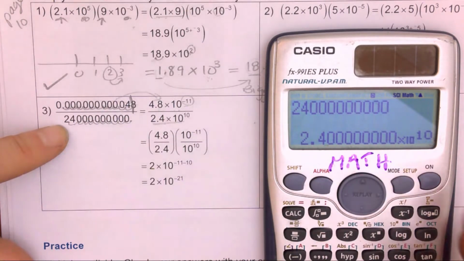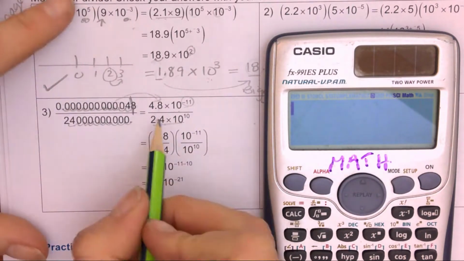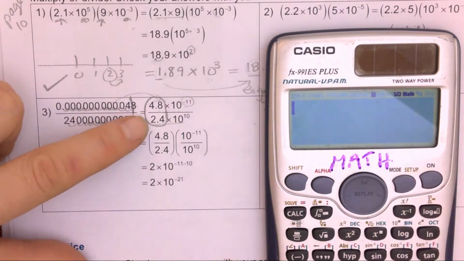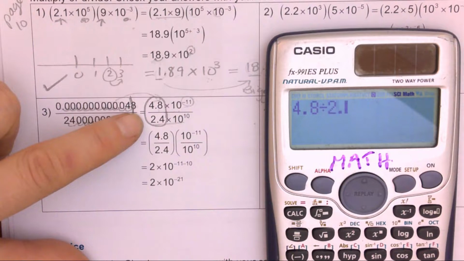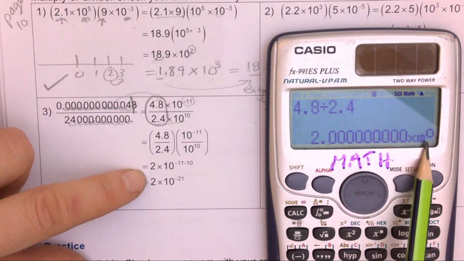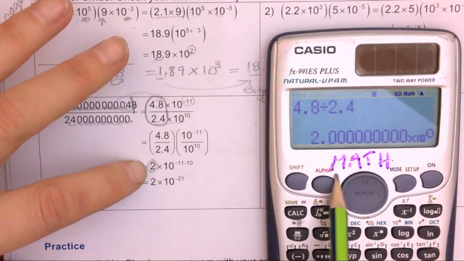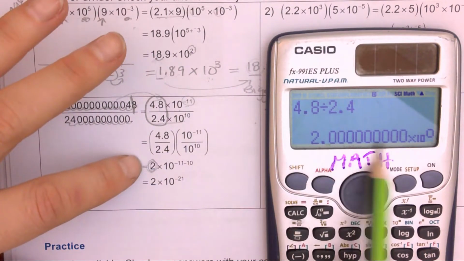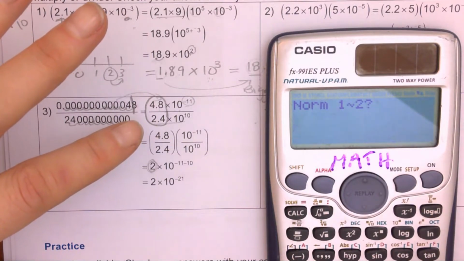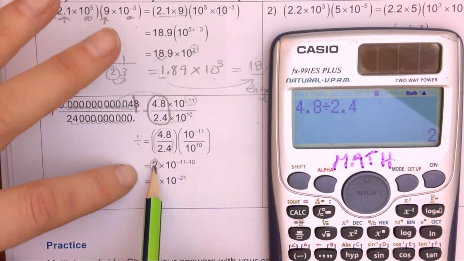There. So now I've changed these numbers into scientific notation, and now for divide, I divide these on my calculator. So 4.8 divided by 2.4, and I get 2 times 10 to the 0. Oh, I need it as a normal number here. This is a normal number, so I don't want scientific notation for this. So I'm going to go shift mode 8 is normal, and I hit 2. So the answer is 2. So when I divide this, the answer is 2.